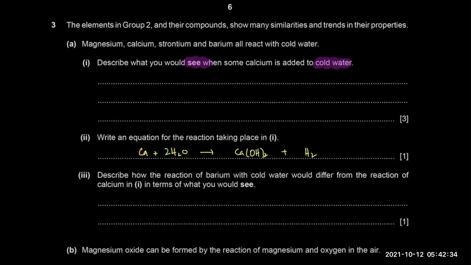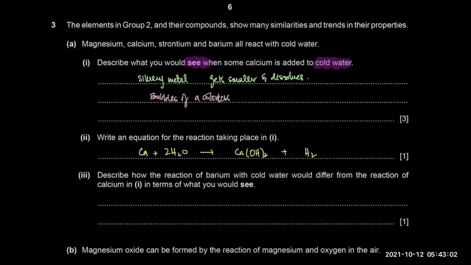So one thing you would see is that the silvery metal starts dissolving, gets smaller, right? And dissolves. That's one thing. The other thing you would see is bubbles of a colorless gas because of hydrogen gas forming.